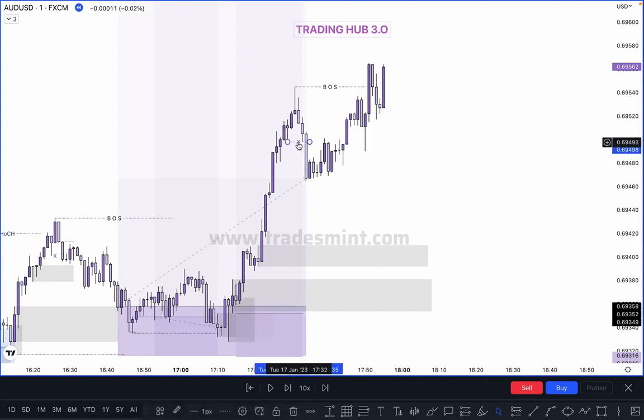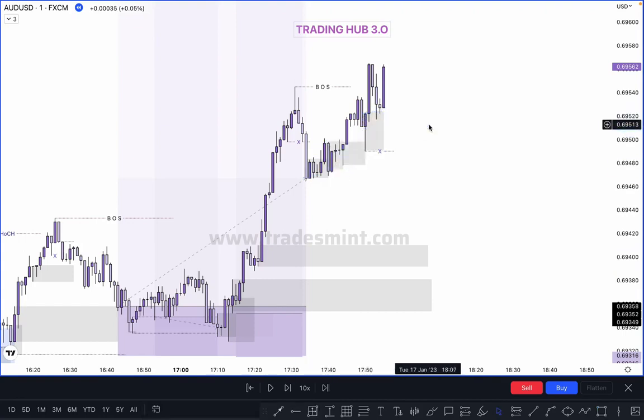Inducement is here, like this, because this one is our first pullback after break of structure. So when can we buy in this case? Where is our unmitigated order block? Look at this one. Every order block is mitigated here. Everything is mitigated here, right? There is no unmitigated order block. So what can we do in this case?